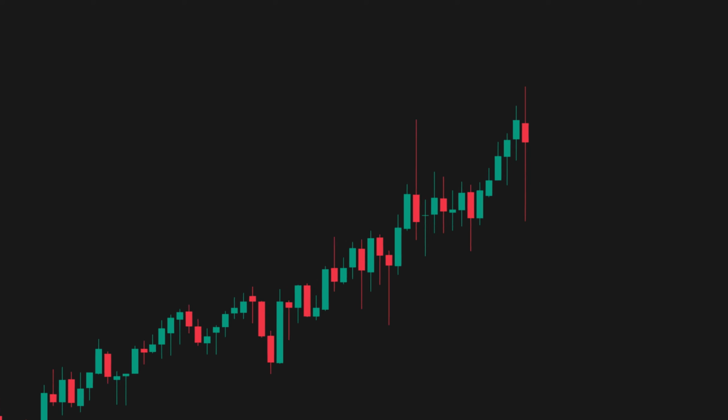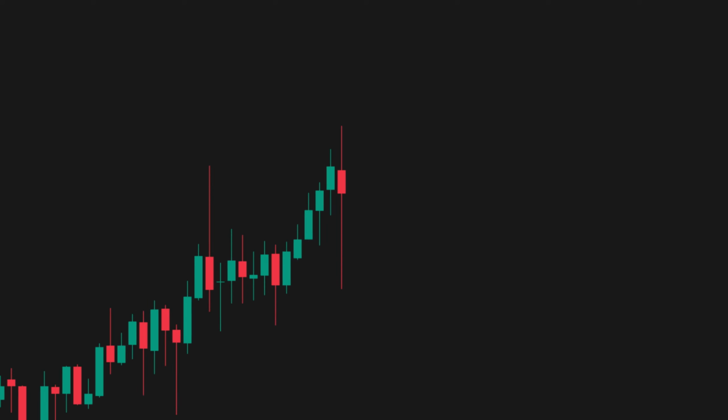Next, at 9:30 a.m. Eastern Time, we mark the high and low of the first 5-minute candle. Now, we switch to the 1-minute time frame to refine our entry. The focus is on identifying a bullish order block, which is typically the last bearish candle before a breakout.